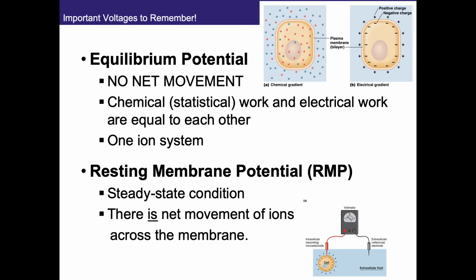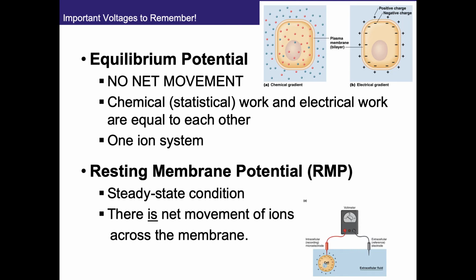And in a one-ion system, this was part of our top hat question, if the actual membrane potential that you measure with the voltmeter is equal to the equilibrium potential, then there will be no net movement. Okay, so hopefully that's clear. Let's move on to the resting membrane potential. Remember, this is a steady state condition. Typically, the actual resting membrane potential is never sitting right on top of any equilibrium potential.